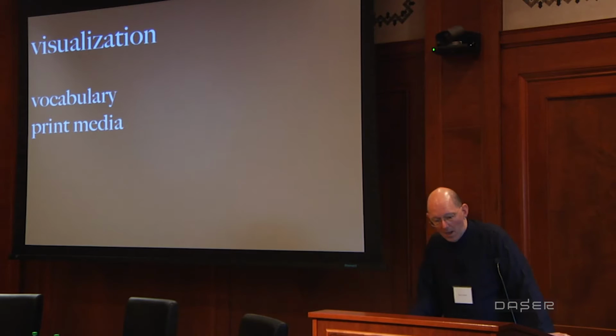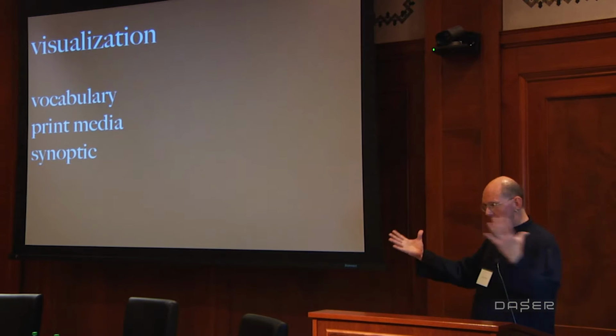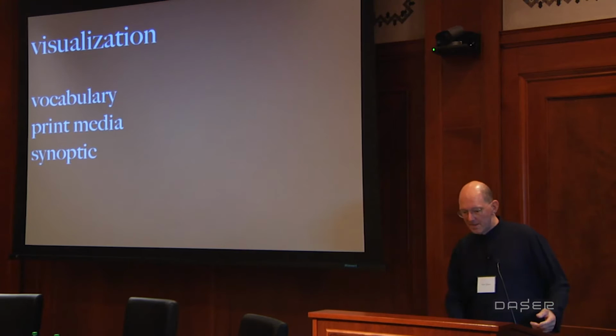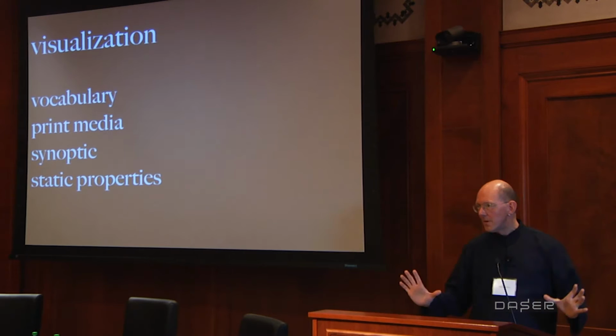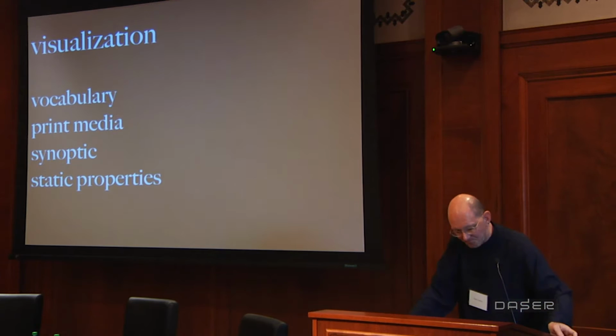Besides this, a visualization is synoptic. We can see the whole thing at once, like we did before with these graphs that Aaron showed us. And in general, what the eyes are good for is giving us static information, things like size or shape or texture or color.